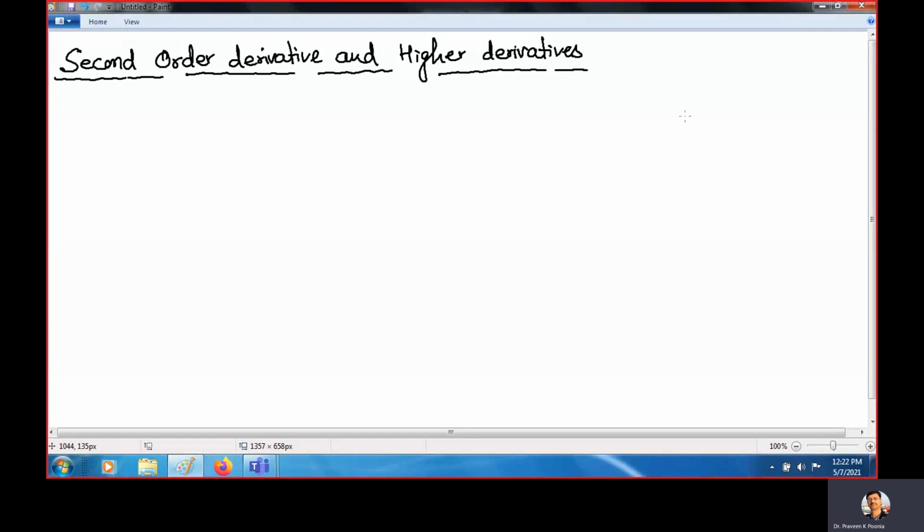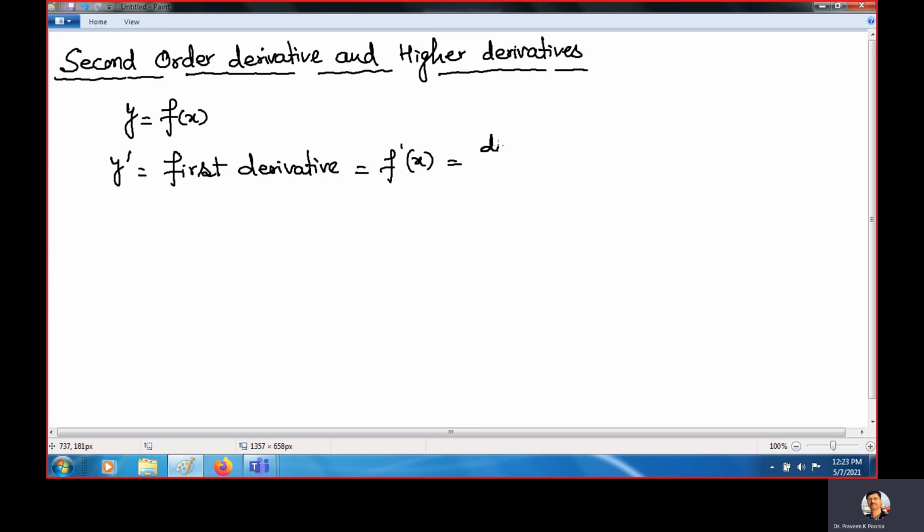In this lecture, we will learn about the second order derivative and higher derivatives. If you remember, in the previous lectures, if y is equal to f(x), a function of x, is given, then we were evaluating y dash. What is y dash? Y dash is the first derivative. Or you can call it f dash x, or you can call it dy by dx. These are the three important notations.